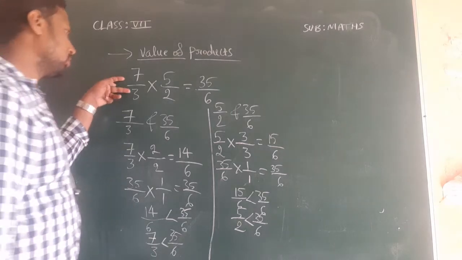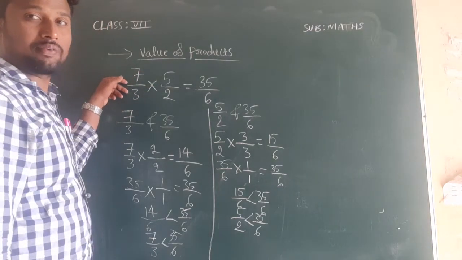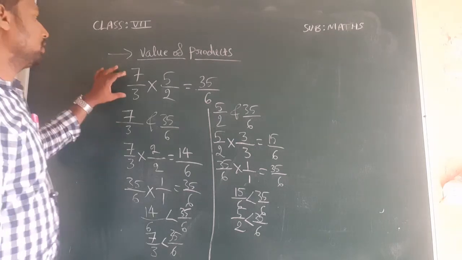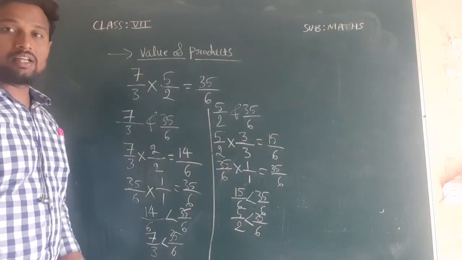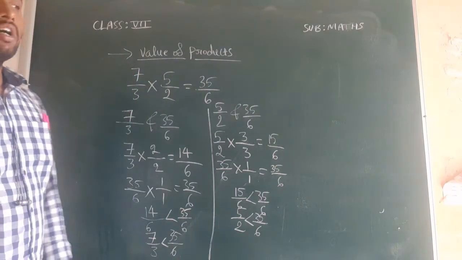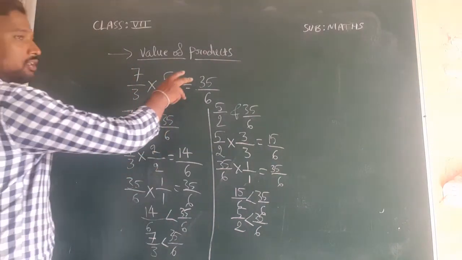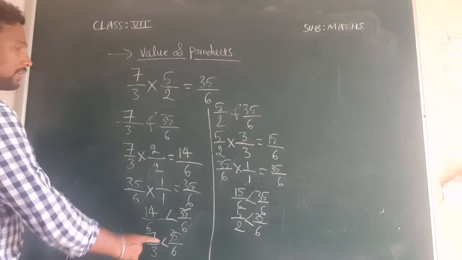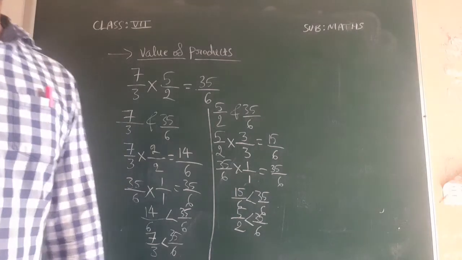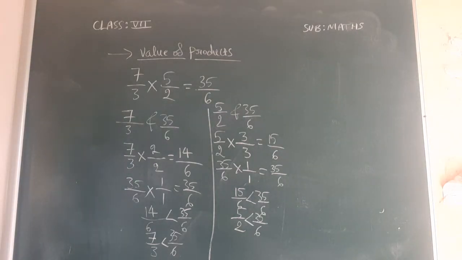That is, when we got two proper fractions, then always the product value is less than each of the factors. But here when we got improper fractions, after multiplying, the product value is greater than the two factors. Okay, just pause the video and write this example, and with this you have to write that the product is greater than each of the fractions.